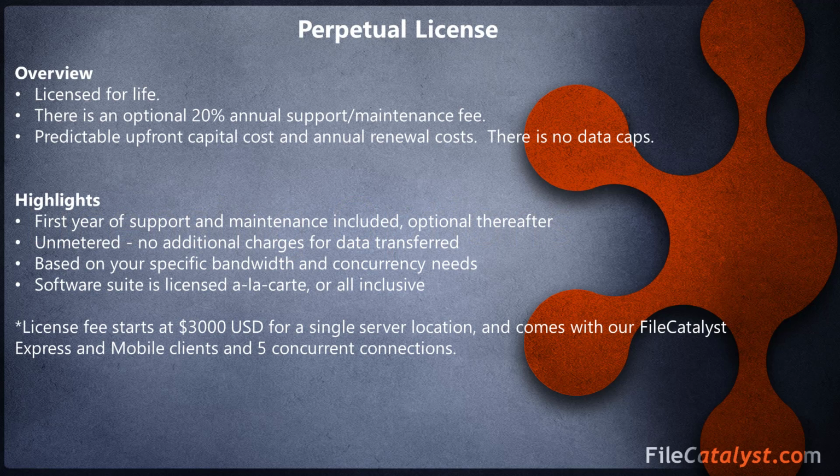One option is the perpetual license. You can buy a license. It's for life. You own it. There's an optional support and maintenance for 20%. It gives you access to our support and to all the upgrades and all the versions. It's an annual support of 20%. And this is good because you know exactly how much money it's going to cost you. There's no data caps, no metering. You know exactly what the solution is going to cost and what it's going to do and the speeds.